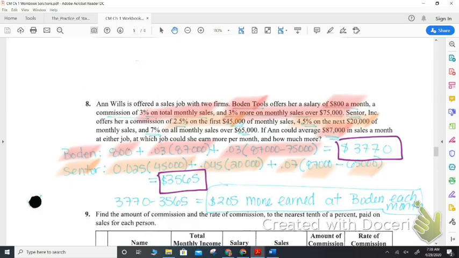And then our final question is asking to compare them. Where would she make more? So we subtract those two values and find that she would expect to make about $205 more every month if she chose to work at Bowden.